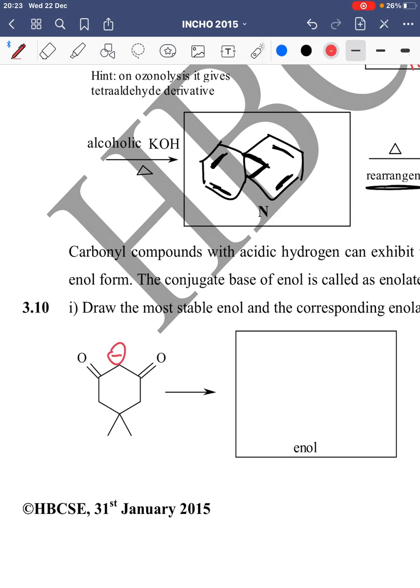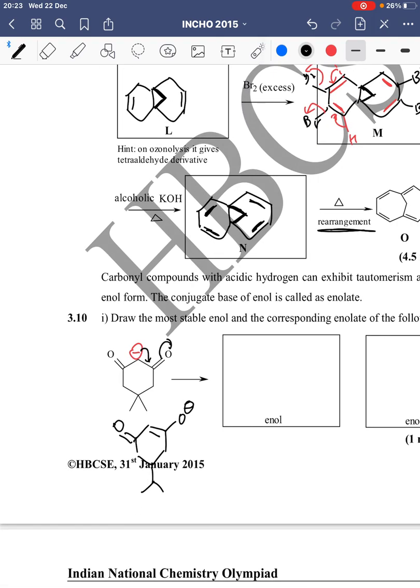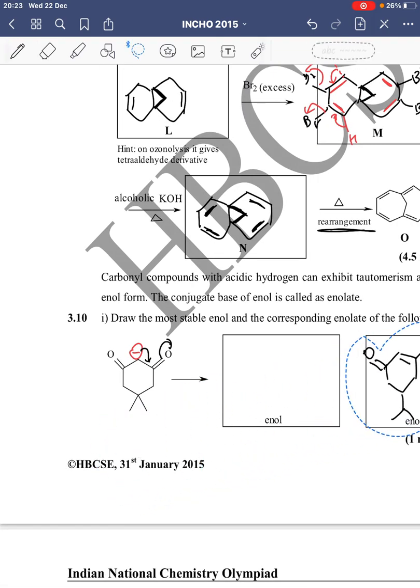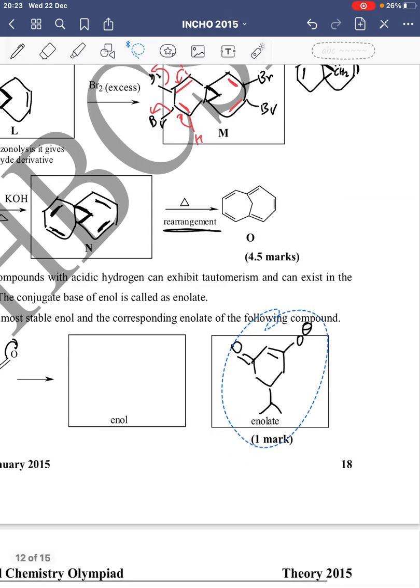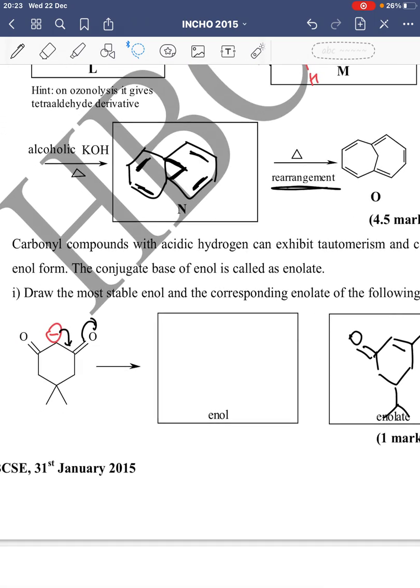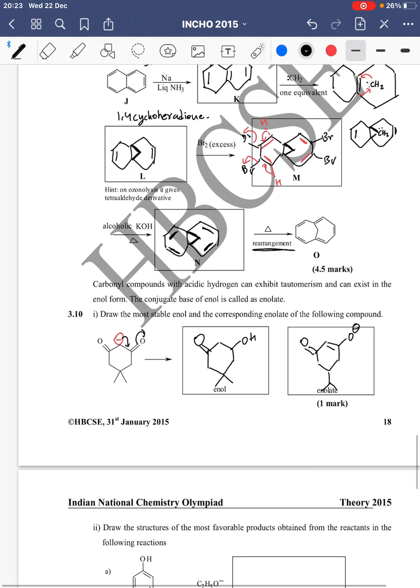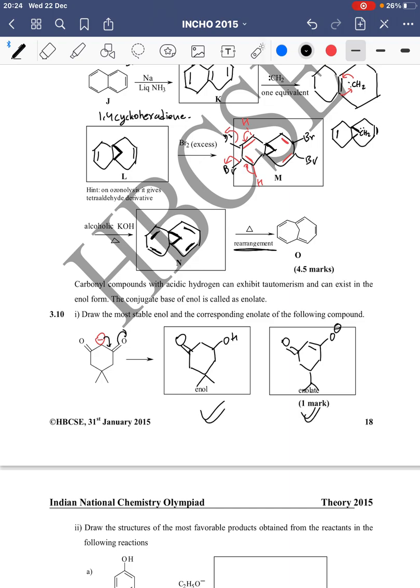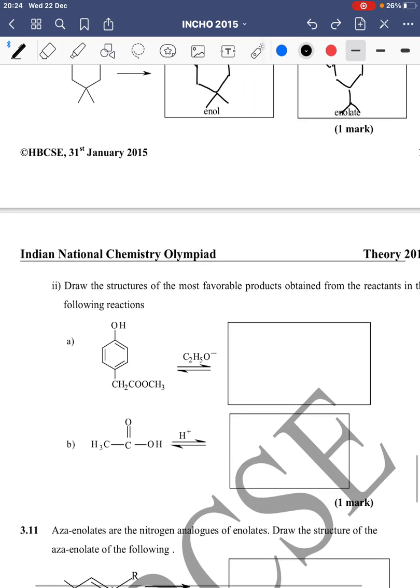The H will leave from here and it would have a negative charge, so this will resonate, and a negative charge on O is more stabilized. So this would be our answer for the enolate part. And now for the enol part, we can simply add H to the O minus, as tautomerism is just the resonance and the movement of one atom from one position to another position. So this is the stable enol and this is a stable enolate.